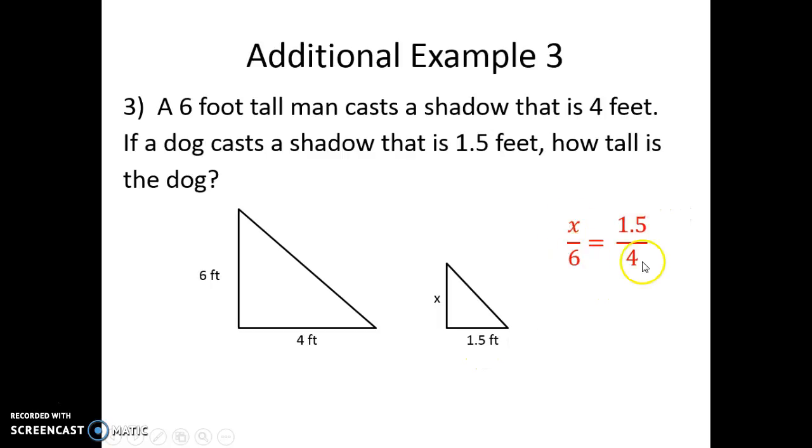So I have it set up right here, and now I'm going to cross multiply. 6 times 1.5 is 9, and then I'm going to divide by 4. So that gives me 2.25. So that means the dog is 2.25 feet tall.